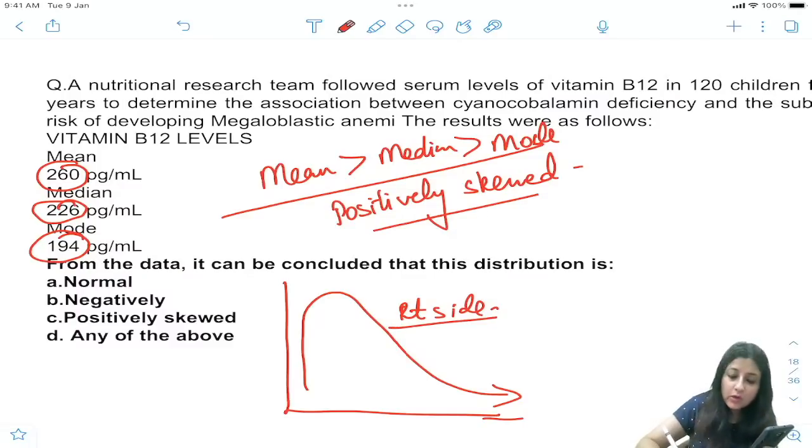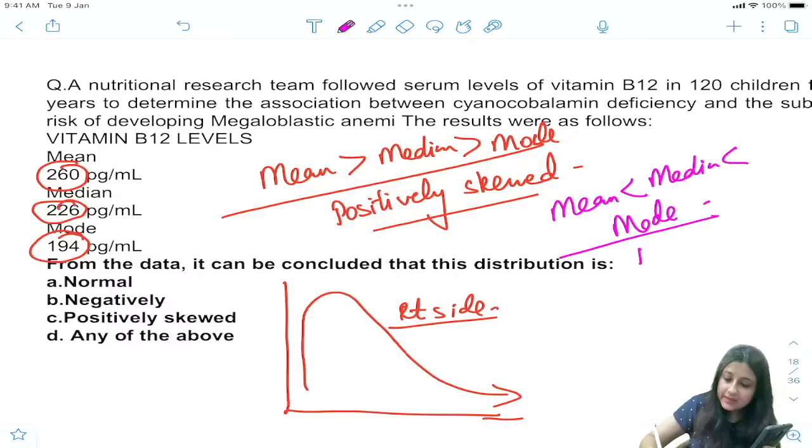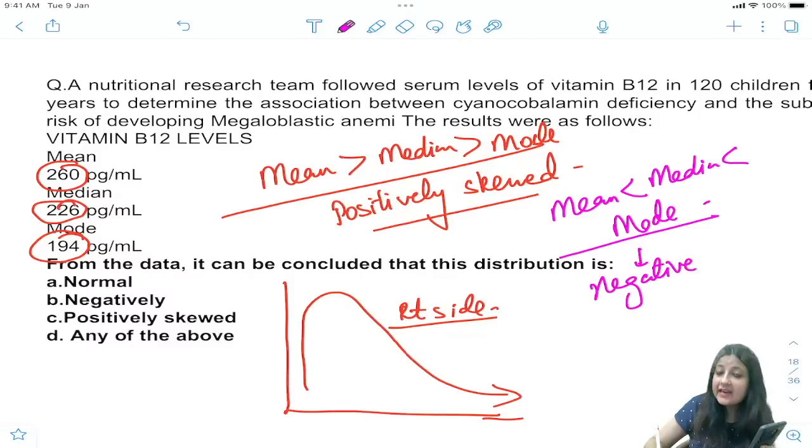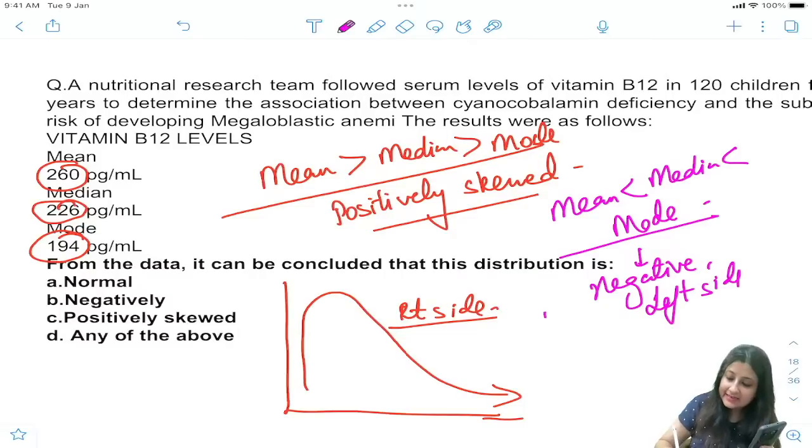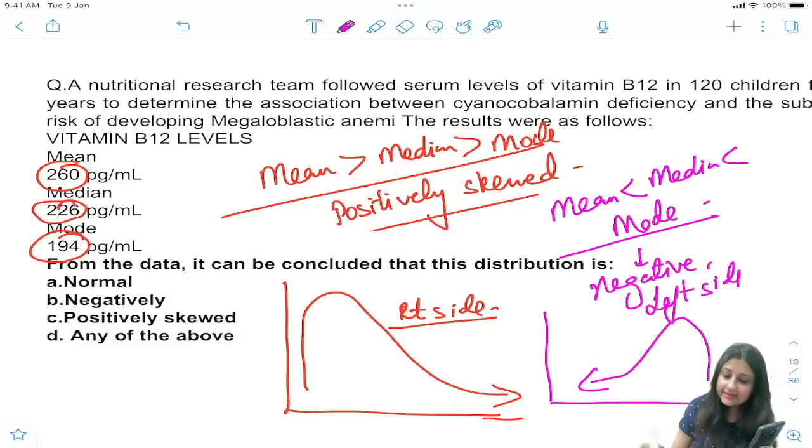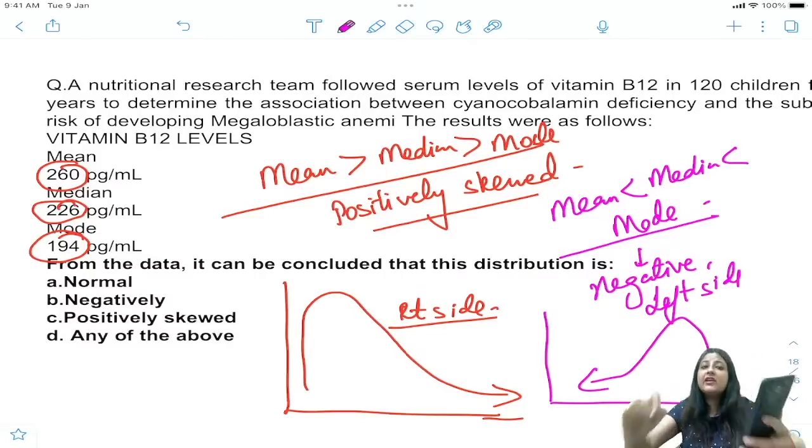But if it was mean is less than median, is less than mode, then what will happen to you? This is negative skewed. The direction of the tail will be towards the left side. Or this is left-sided skewness. So how does it look? Like this. Okay. So any of this can come.